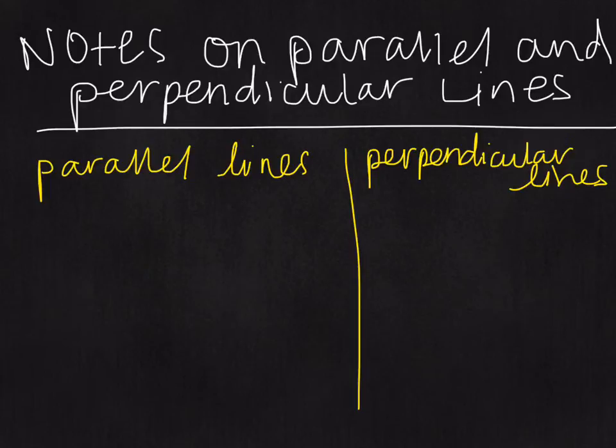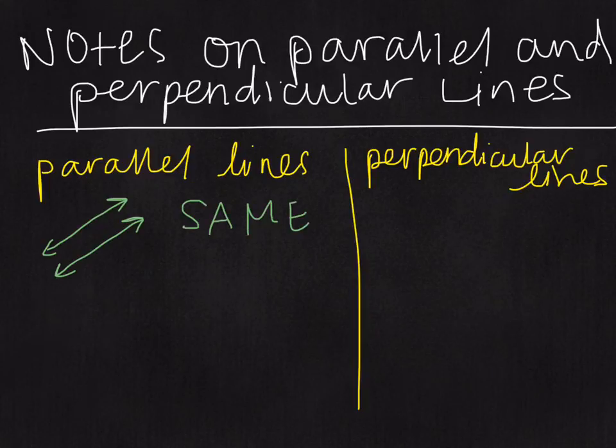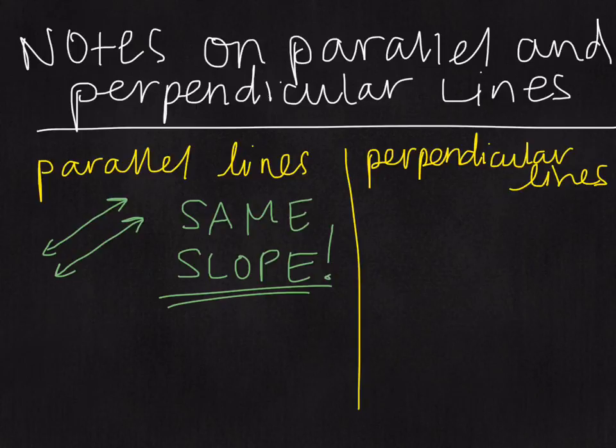Okay, here are just a few notes on parallel and perpendicular lines. So remember, parallel lines are lines that never intersect, okay? So they're lines that never intersect. So the big thing we've really been focusing on this unit is that parallel lines have the same slope. Okay, parallel lines have the same slope.